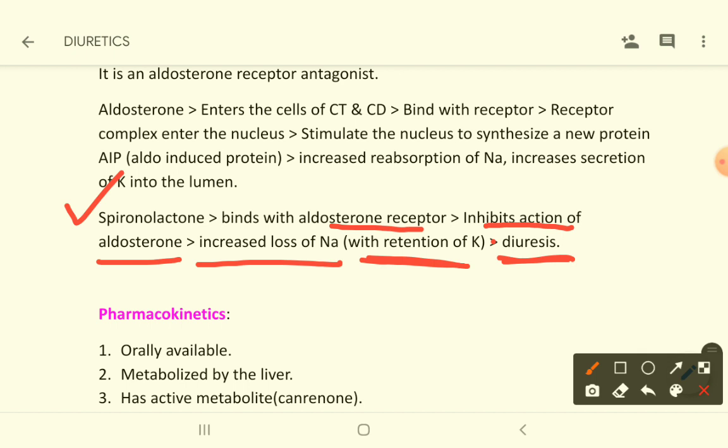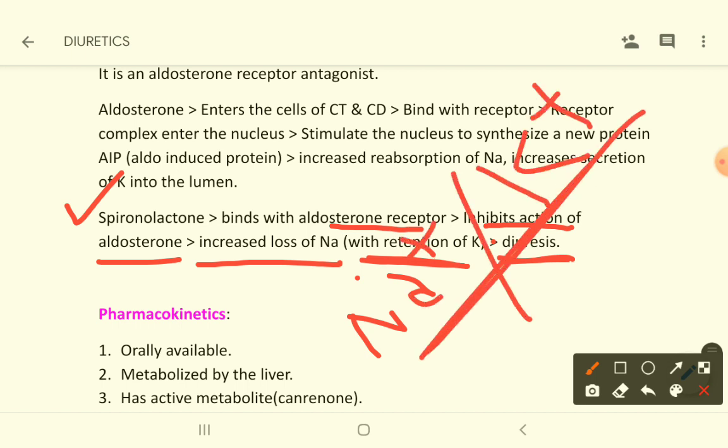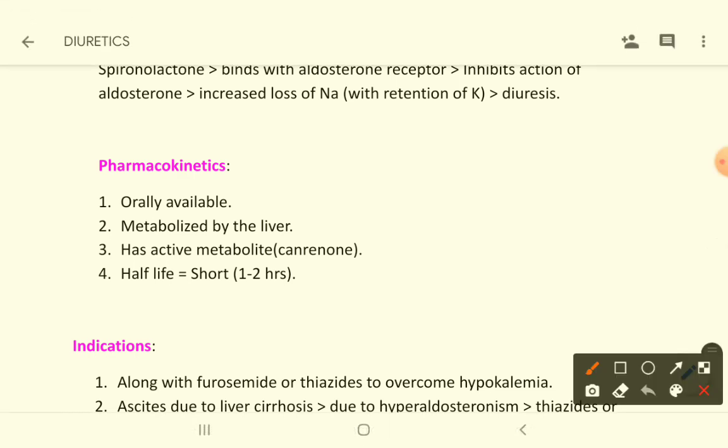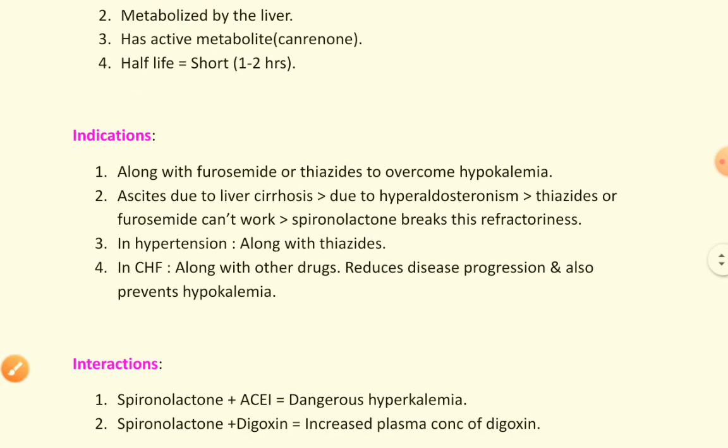So they block the action of aldosterone, and aldosterone tends to reabsorb sodium and excrete potassium. If you block aldosterone, there will be more loss of sodium and more retention of potassium, so that will lead to hyponatremia but hyperkalemia. Let's look at the pharmacokinetics. They are orally available and metabolized by the liver, with an active metabolite called canrenone. Half-life is short, about 1 to 2 hours. Let's look at the indications.